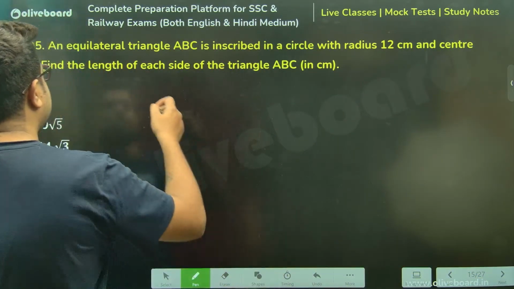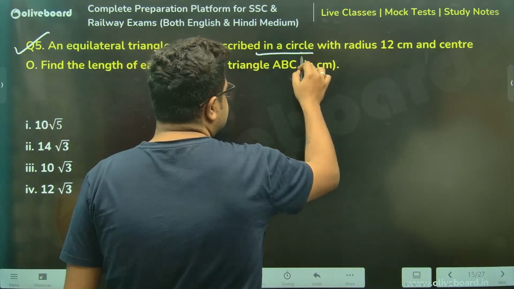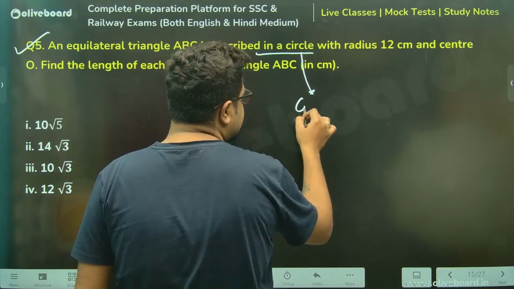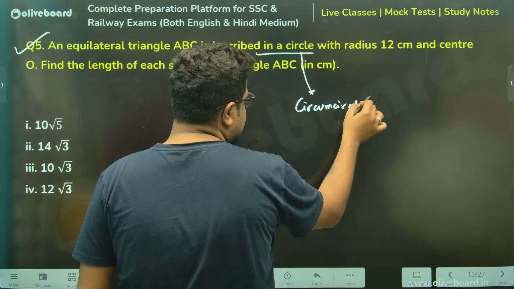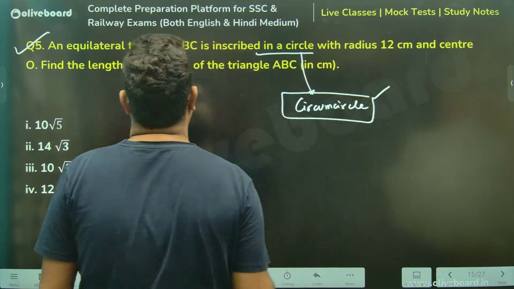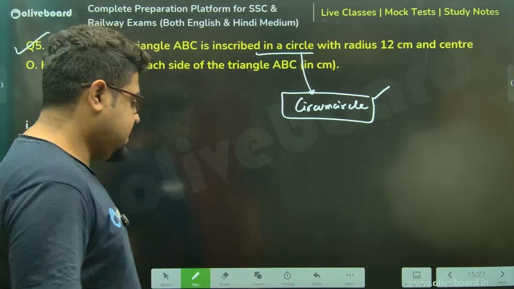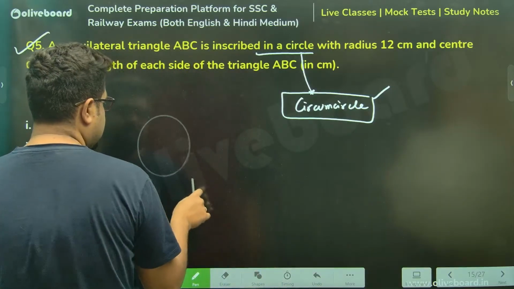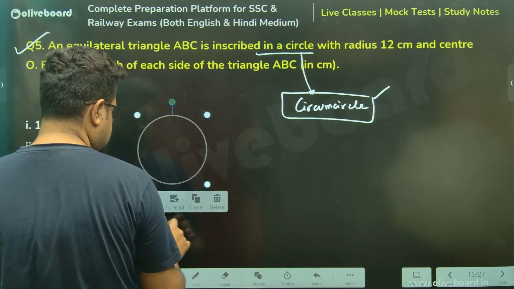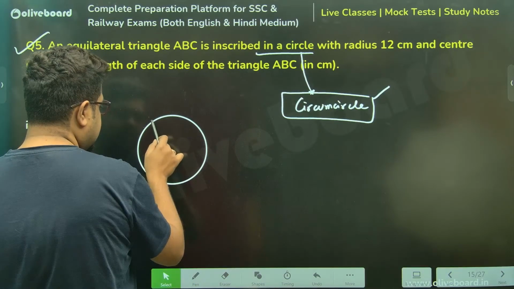So an equilateral triangle is inscribed in a circle. Sir, this circle is called what? Circumcircle. You will say, sir, we don't know circle. You don't need to know circle to know this. Everyone, are you getting my point?